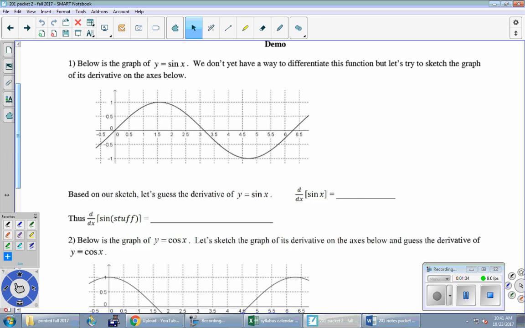We don't yet have a way to differentiate this function, but let's try to sketch the graph of its derivative on the same axes right here. So when I'm sketching the graph of a derivative function, I like to start with the places where the original graph is flat. Do you see the two places where this graph is flat? Right there and right there, yes? And so what's the value of the tangent? What's the value of the derivative at those 2 points? 0.